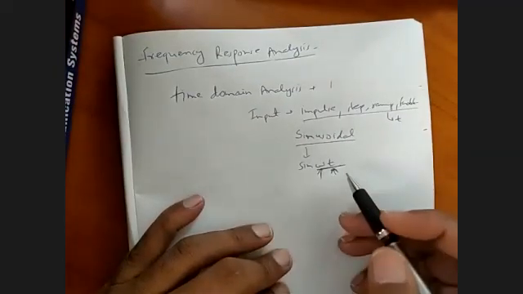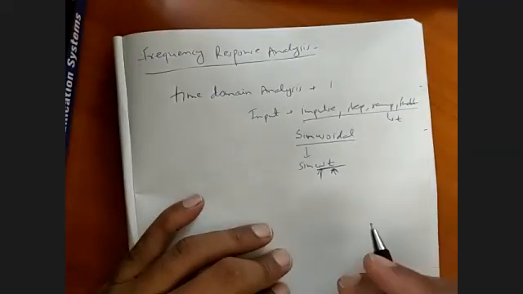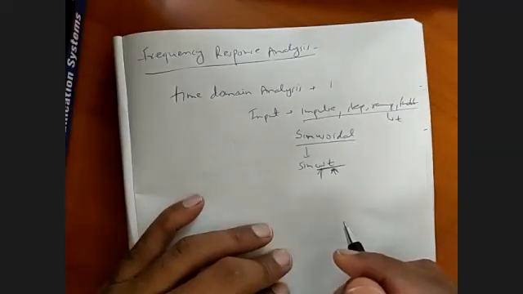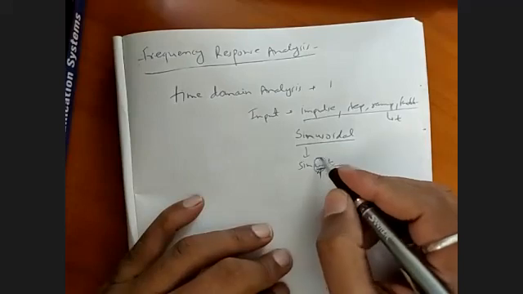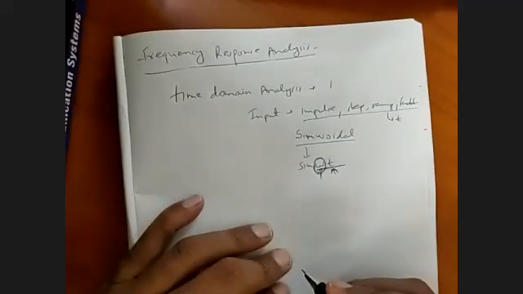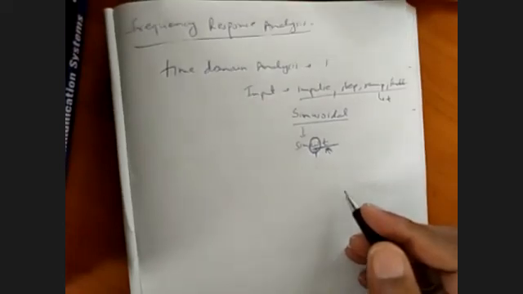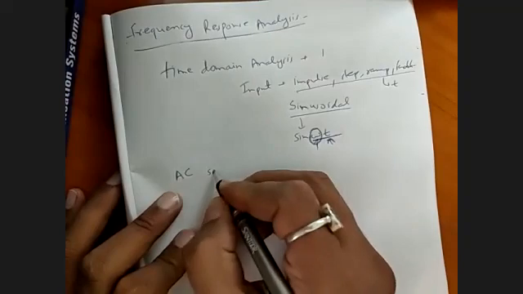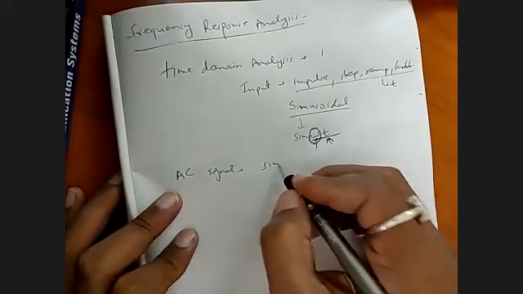So if we are doing only the time domain analysis for the sinusoidal input, it will not give us the perfect result which we require, because it does not compensate the variation in frequency, that is omega. It is not considering the variation of omega, and most of the signals which are available are sinusoidal in nature, because whenever we are talking about an AC signal, it is a sinusoidal waveform.